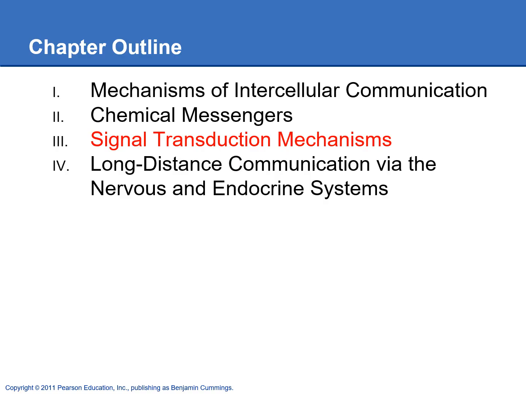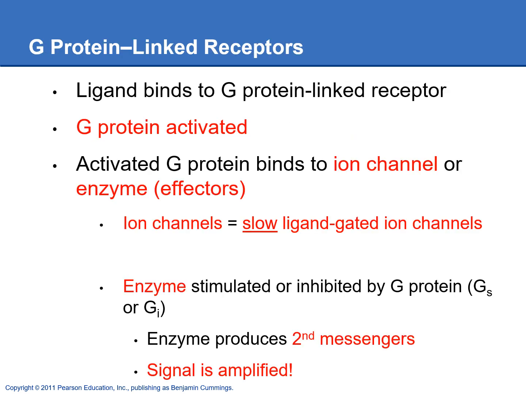We're going to talk about G-protein-linked receptors in this video. When a G-protein-linked receptor is bound by its hydrophilic messenger, the G-protein is activated and it can go and do one of two things. It can go bind to an ion channel and open or close the gate, or it can go bind to an enzyme and turn the enzyme on, which can produce second messengers.